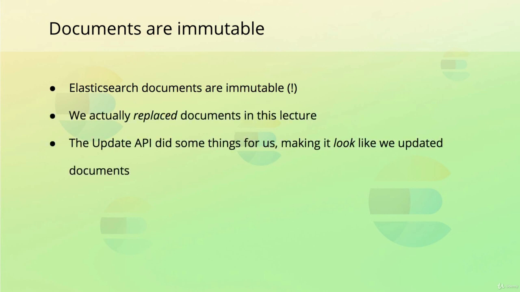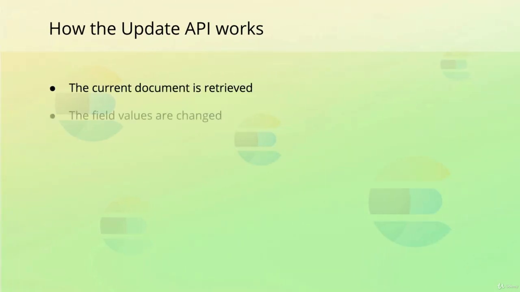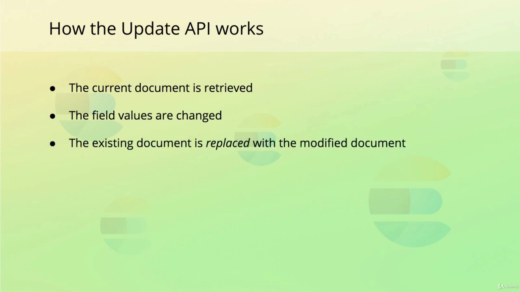The update API just took care of a couple of things for us. Specifically, it retrieved the document, changed its fields according to our specification, and reindexed the document with the same ID, effectively replacing it. So to be clear, the existing document was not updated with any new fields or values, it was replaced entirely. It just appeared as if the document was updated.